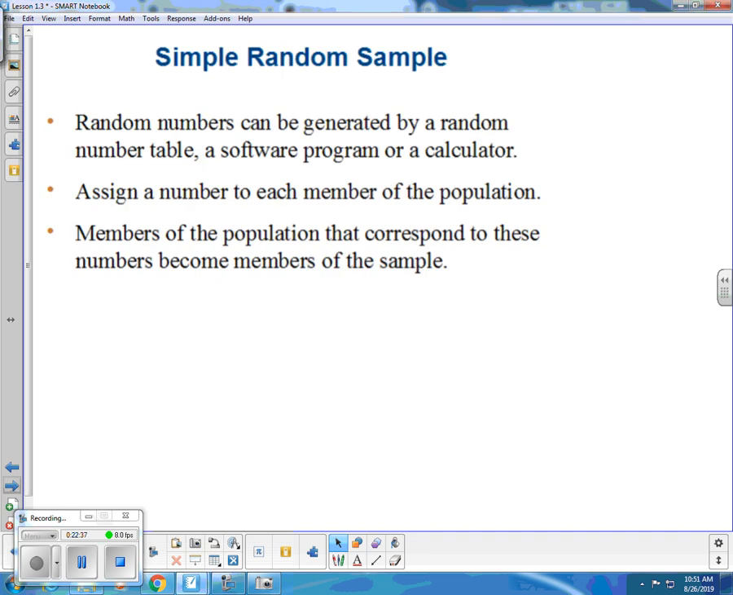All right. In the simple random sample, random numbers can be generated by random number table or a software program or a calculator. So after my calculator starts working, this is how we will pick the cell phone of the day. I already randomly picked them earlier, but this is a good way to do it. Okay? Assign a number to each member of the population. Phones. Members of the population that correspond to these numbers become members of the sample. Okay, so we're only picking one to be in our sample for that case.